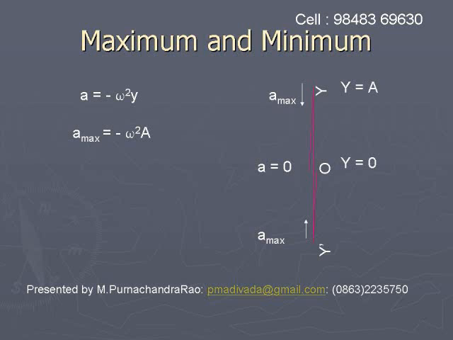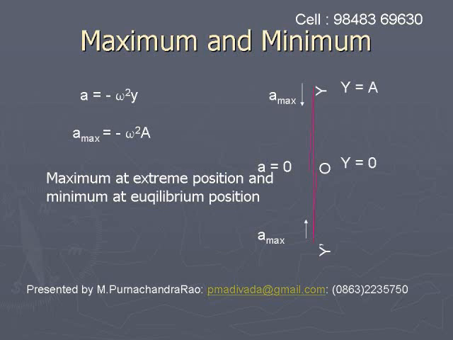At equilibrium position O, y is equal to 0. So acceleration is equal to 0 at equilibrium position. At extreme positions, y is equal to capital A, where A is the amplitude. Therefore, acceleration is equal to minus omega square A at extreme positions. Hence, the magnitude of acceleration is maximum at extreme positions and minimum at equilibrium position.